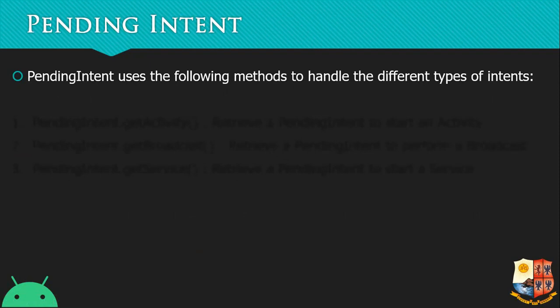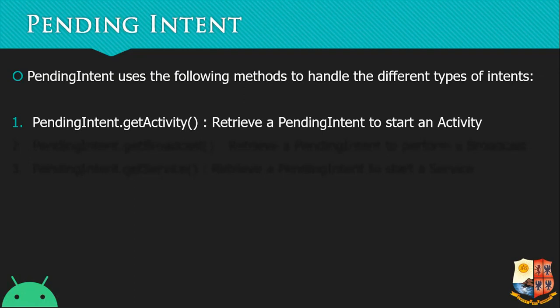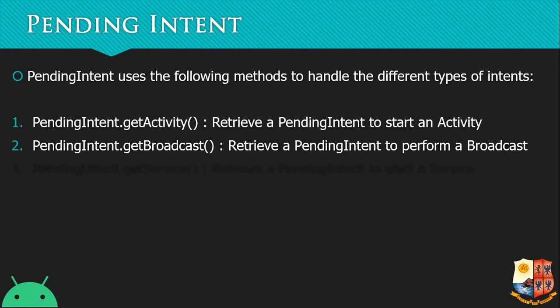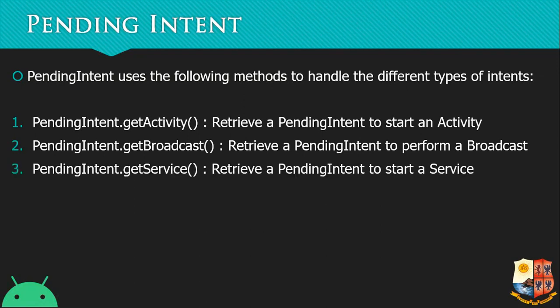Intents are used to start an activity, start a service, start a broadcast receiver. Same thing for a pending intent, but the code will be PendingIntent.getActivity to retrieve a pending intent to start an activity. Second one, getBroadcast, to retrieve a pending intent to perform a broadcast. Third one, getService, to retrieve a pending intent to start a service. Please note the words getActivity, getBroadcast, getService. With intent we normally use startActivity, startBroadcast, startService, which immediately says start. Pending intent is for a future action.